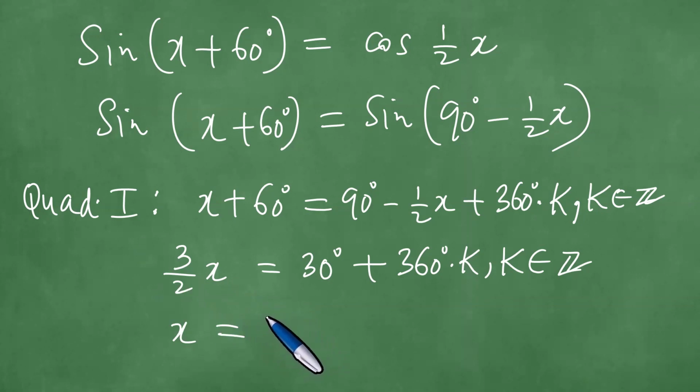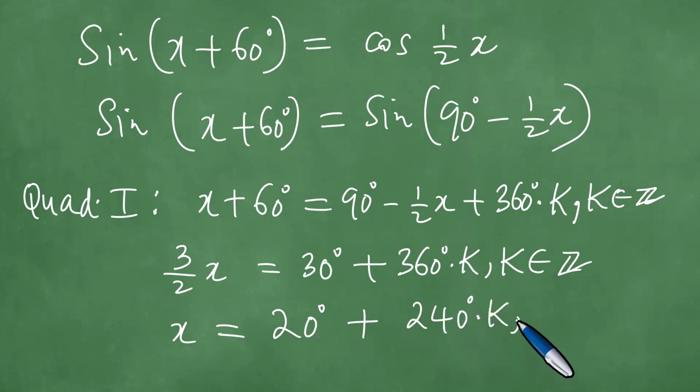And this is going to give us, for example, if you multiply 30 by 2, you get 60. You divide 60 by 3, you get 20. So that means x is 20 degrees plus, same thing here, which is 240k, k in Z. Okay. So this is a solution in quadrant 1, but we can get another solution in quadrant 2.